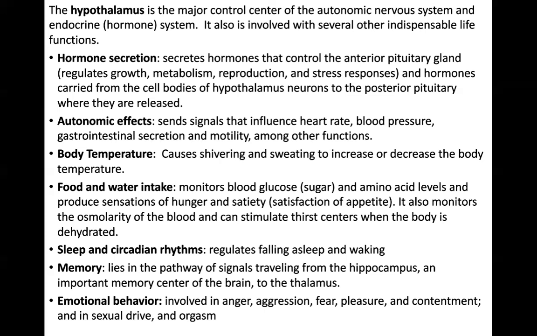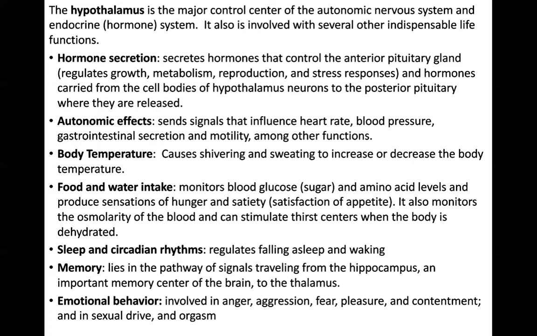And since it's a regulator of the endocrine system, it secretes hormones, which you can see listed right there. These hormones that it secretes affect and control the anterior pituitary gland, the gland that hangs down from the hypothalamus. It releases hormones that then tell the anterior pituitary to either release or stop releasing hormones. And in doing so, it helps regulate things like growth, metabolism, reproduction, and stress responses.